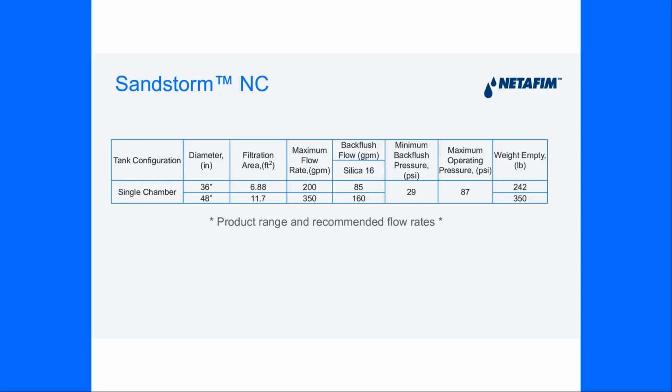Here's a quick spec table, in terms of the important stuff from an engineering point of view. If I could highlight some important information, we need to make sure that we have at least 29, 30 PSI available to backflush the filters. In other words, minimum backflush pressure is 29. And then our maximum operating pressure is 87 PSI.